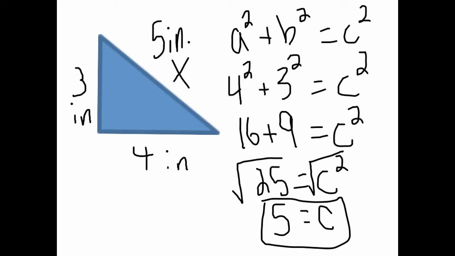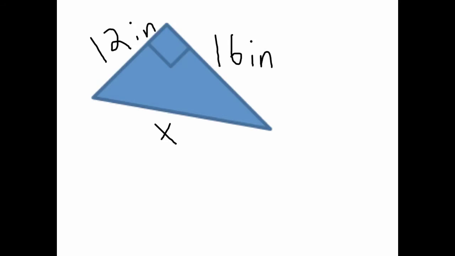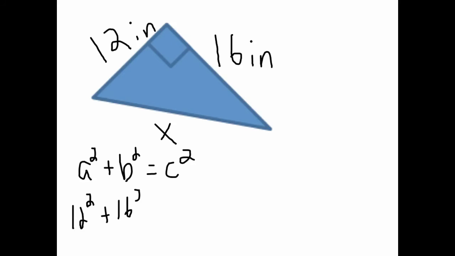Let's do another example. Alright, so even though this triangle looks a little different than the last one, you still need to be able to recognize the legs. And the legs are always the sides that meet to form the right angle. So I have side A, side B, and I'm looking for side C. So again, I'm going to use the Pythagorean theorem. A squared plus B squared equals C squared. So now we're just going to plug in. 12 squared plus 16 squared equals C squared.